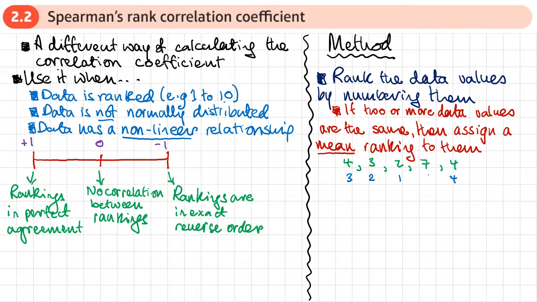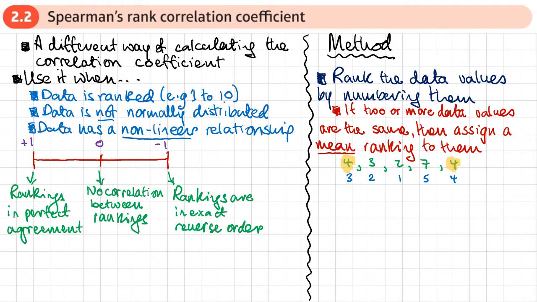and then rank number 5. But these 2 numbers here, the 4 and the 4, they're both the same, so I can't rank one of them 3 and one of them 4. What we do is we find the mean of 3 and 4, and that's what we assign as the rank to that number 4.